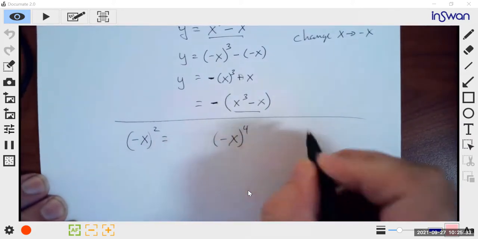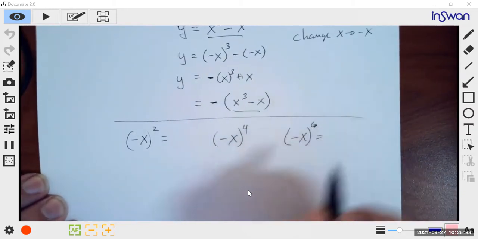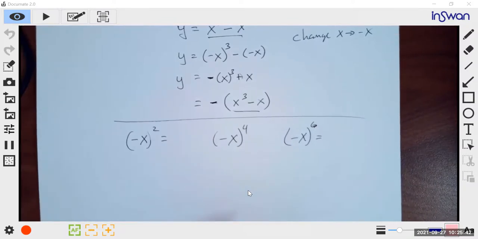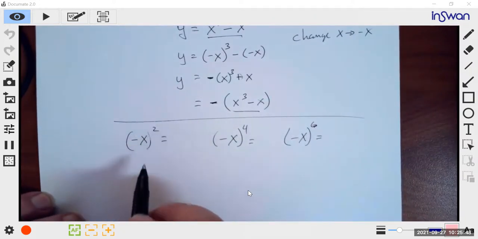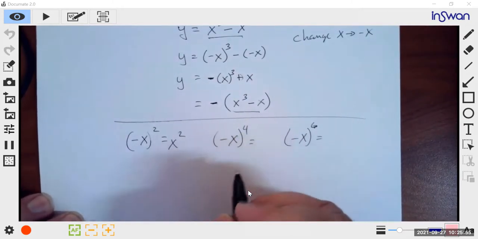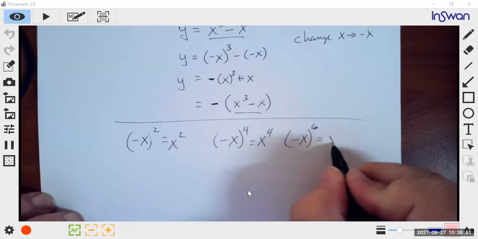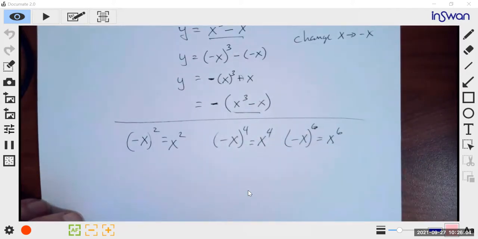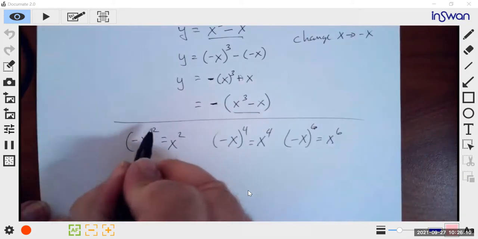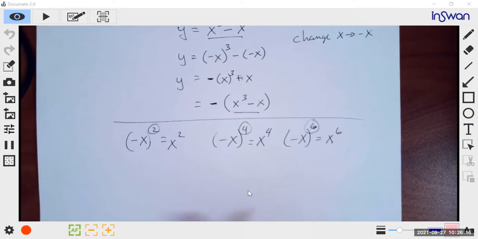So if I have negative x to the squared, negative x to the fourth, or negative x to the sixth, let's say I have those three functions. What is negative x squared? What does that come out to be? Positive, so this is x squared. Negative x to the fourth, x to the fourth. Negative x to the sixth becomes x to the sixth. So notice the exponents. If the exponents are even, they cancel out the negatives.